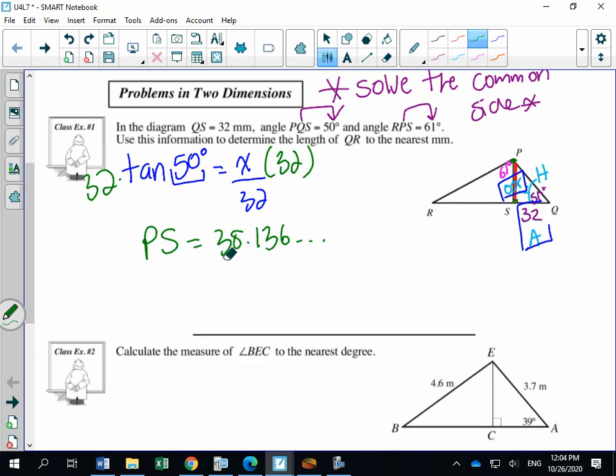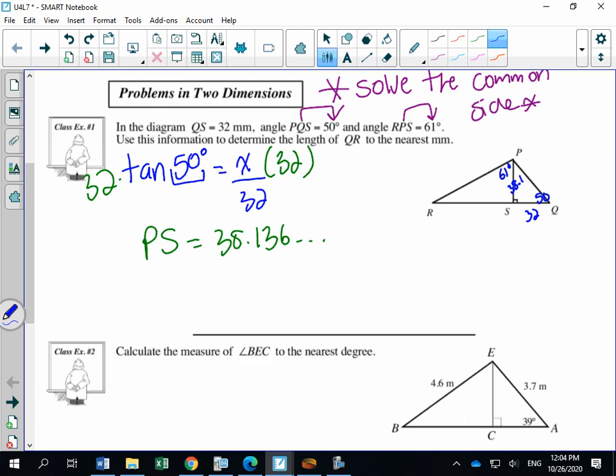Yep. Okay, so now what I'm going to do is, it's a bit of a mess, so I'm just going to erase this. And I'm going to put in everything that I now know. So I know that this was 61. I know that this was 32. This was 50, and this was 38 point, I'm just going to put 1 for now, 38.1.